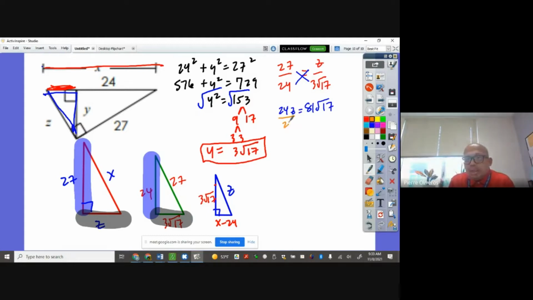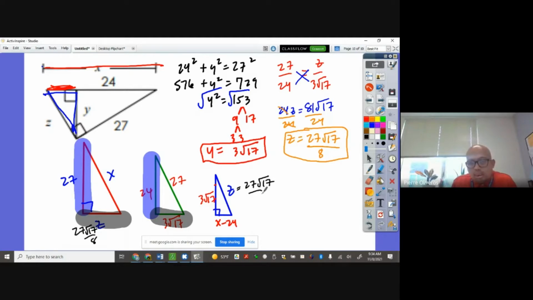Then divide everything by 24, the 24s cancel out. Z is equal to, we can reduce 81 and 24, both of them are divisible by 3. So this will be 27 square root of 17, and 24 divided by 3 is 8. And that's the answer for z. So we know this z here now will be 27 square root of 17 over 8, and this will be 27 square root of 17 over 8.